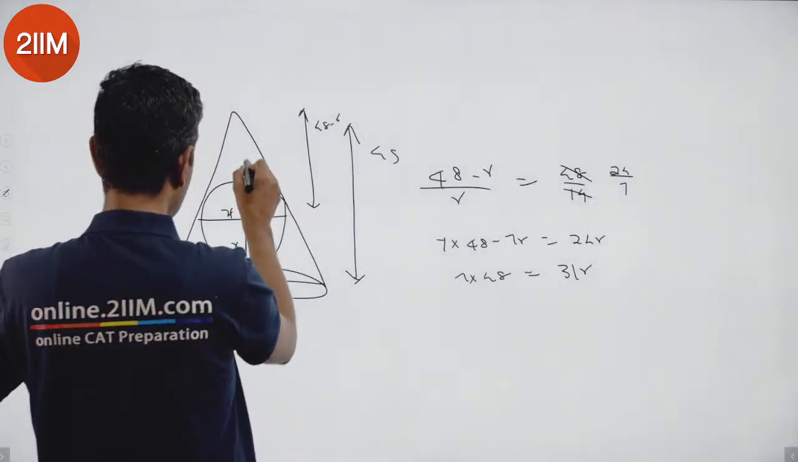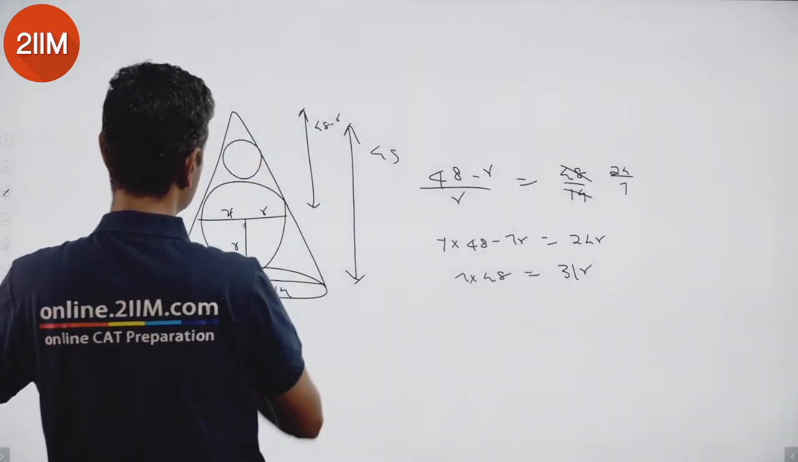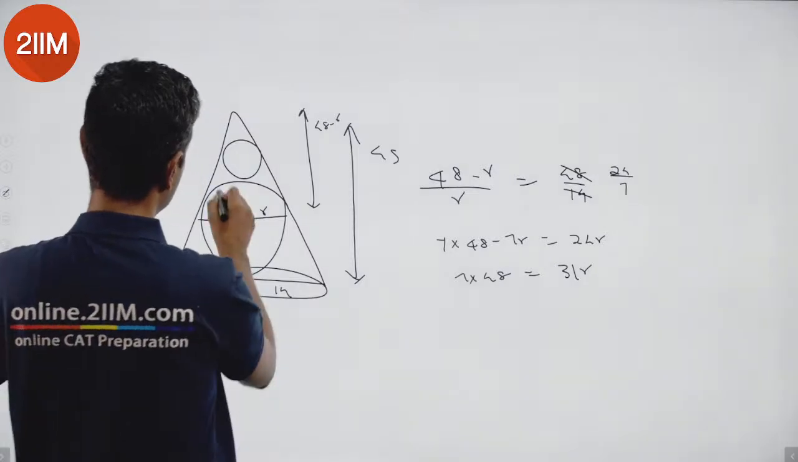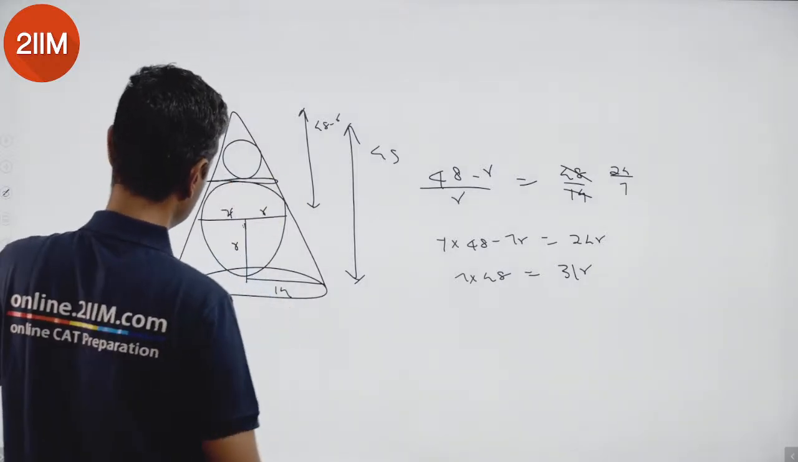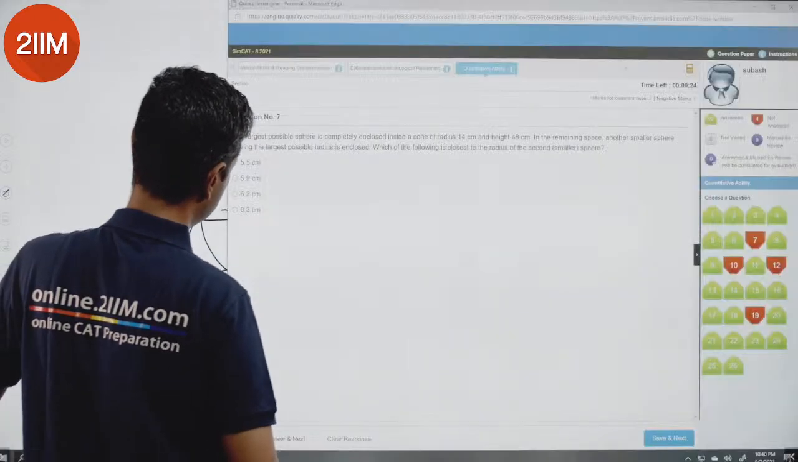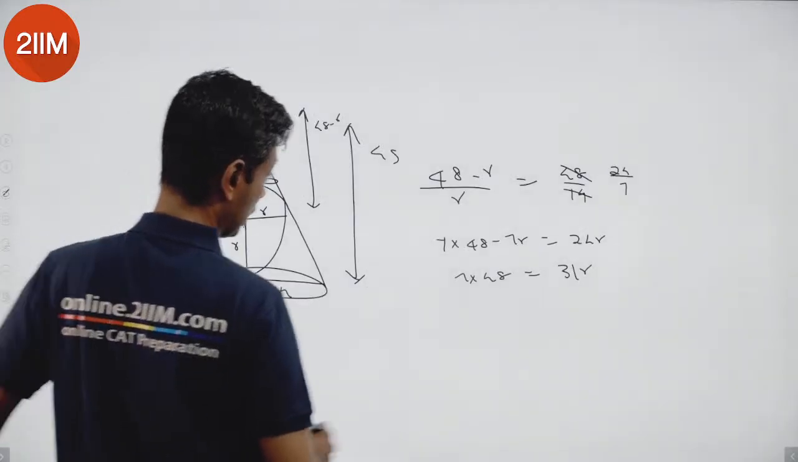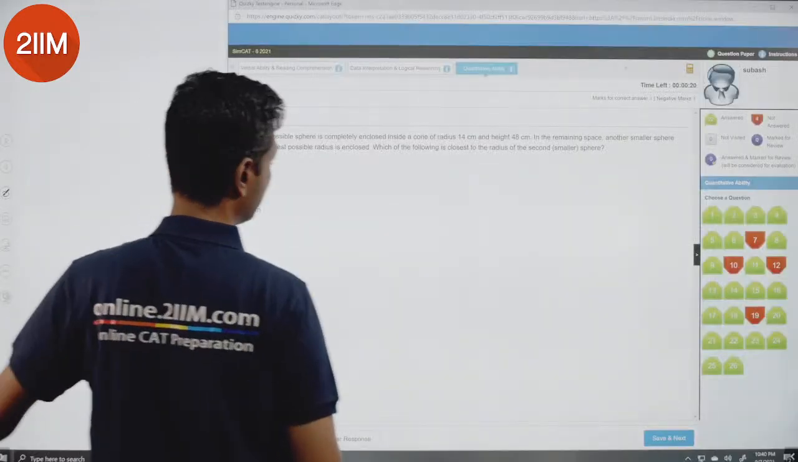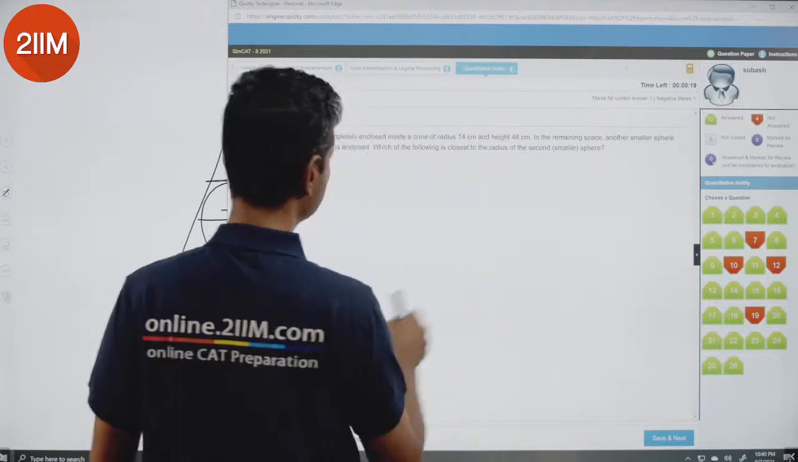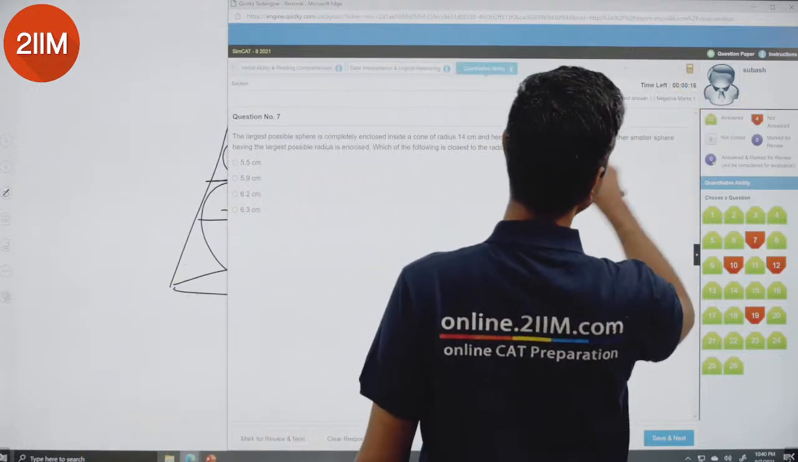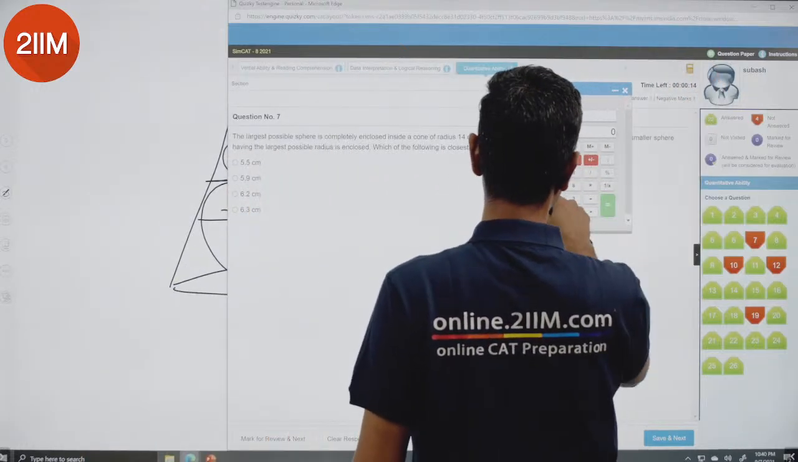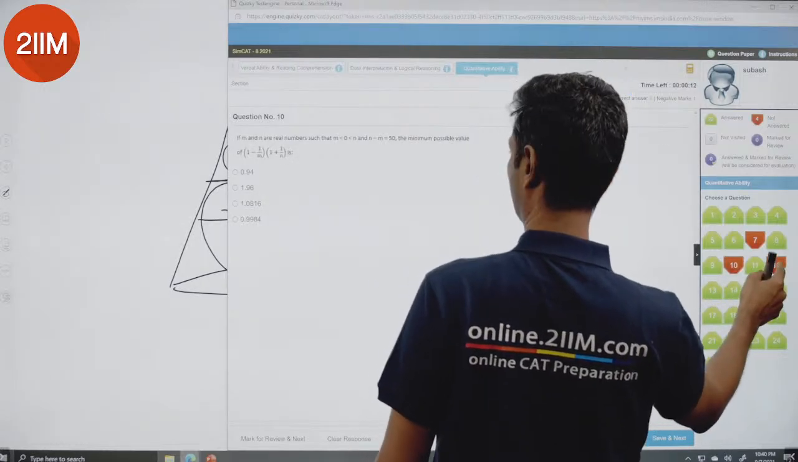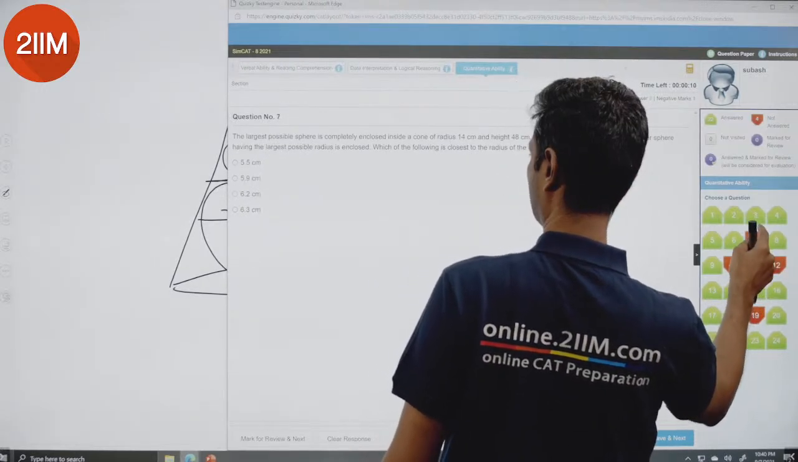Second smaller sphere. R is 7 into 48 by 31. Let's do this. We still have time. Nah, no time. There is a theta, I'm taking a chance.